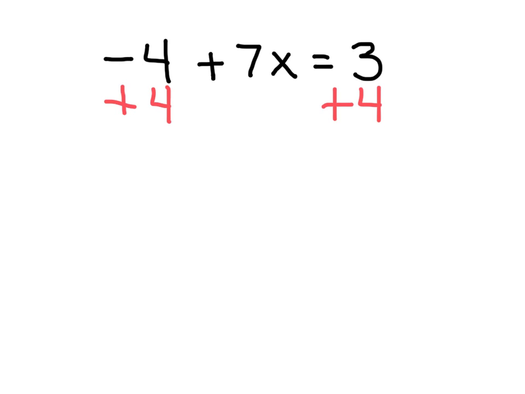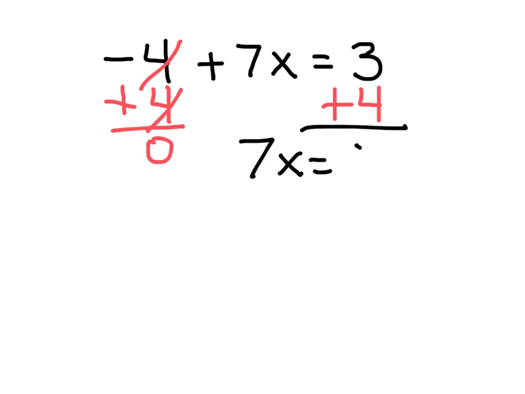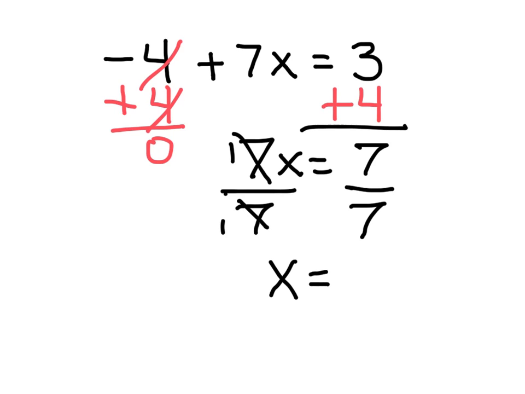And when I add negative 4, it's the same as subtracting 4, so I use those terms interchangeably. Negative 4 plus 4 is going to be 0, so those go away. We still have 7x, and then 3 plus 4 equals 7. Okay, what's the next step we're going to do? That's right, we're going to divide both sides by 7 because x is being multiplied by 7. So when we do that, we get x equals 1.